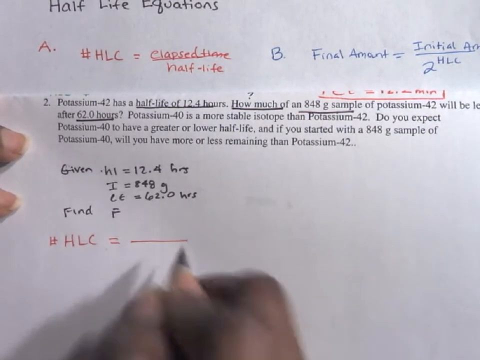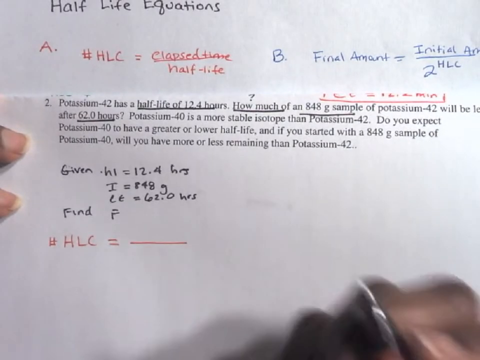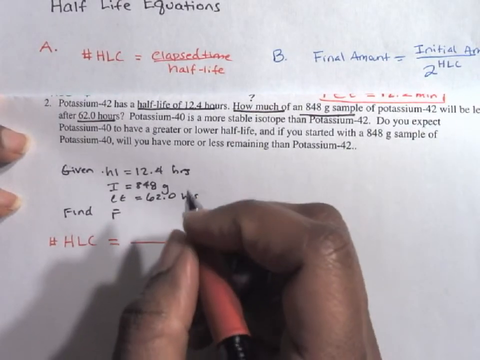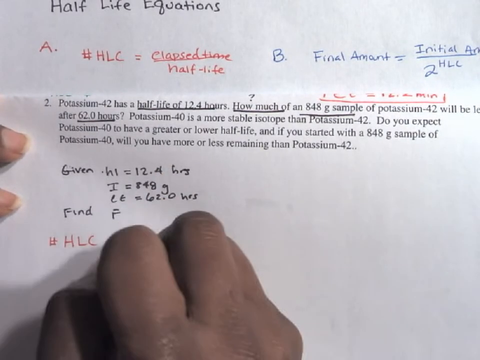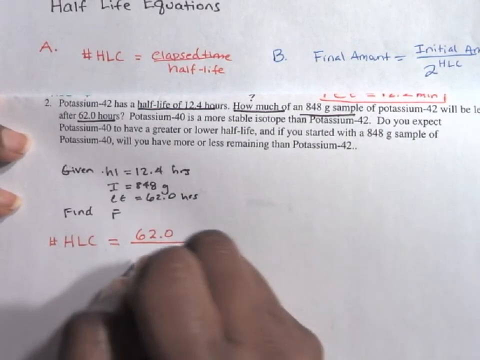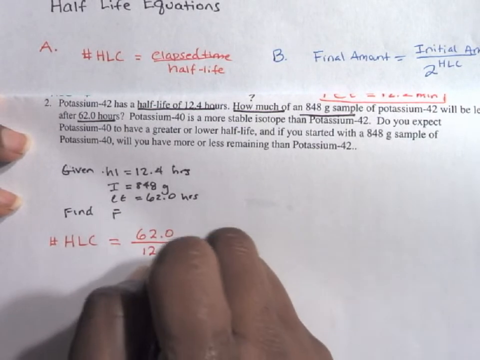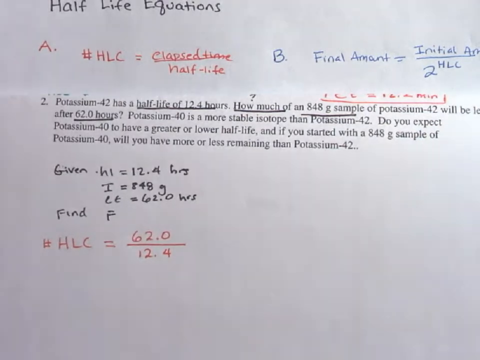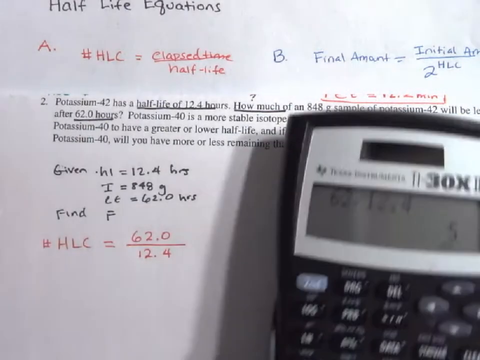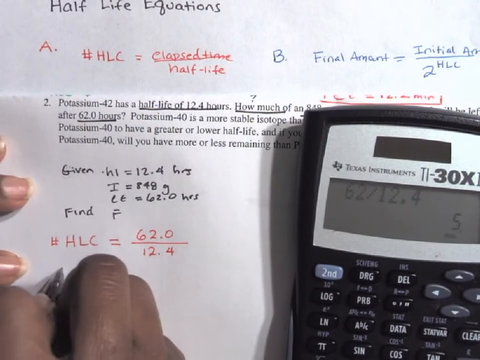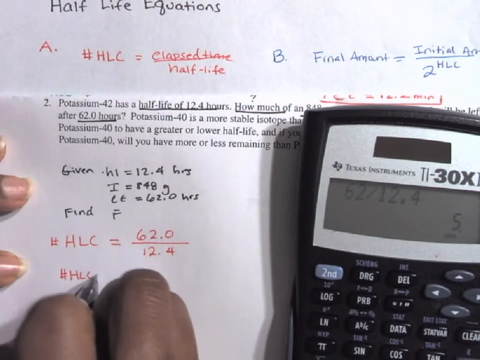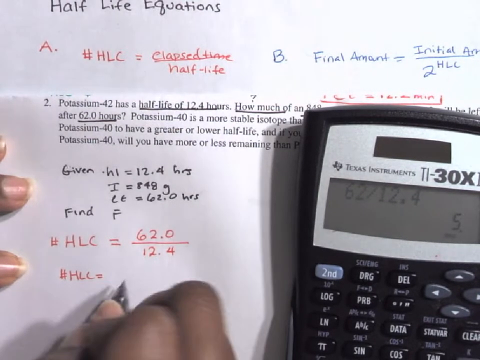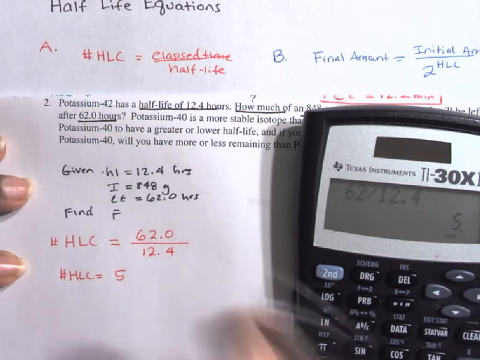So the number of half-life cycles, which again is not the same as the half-life, just counts how many half-lives have passed in that elapsed time. So in 62 hours, how many half-lives will pass if each half-life is 12.4 hours? I plug that into my calculator: 62 divided by 12.4, and I get 5. Oh, this is nice. So my number of half-life cycles equals 5.